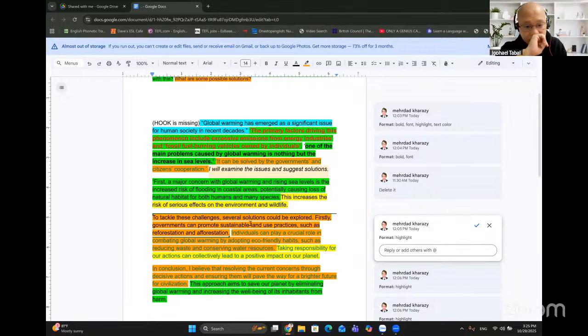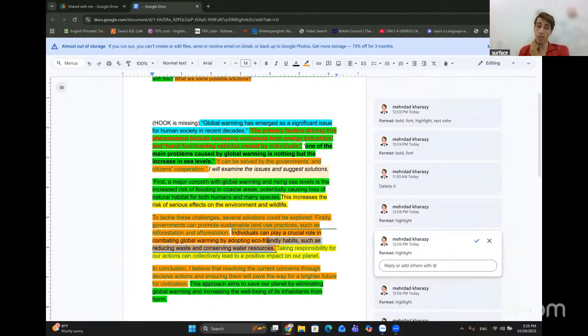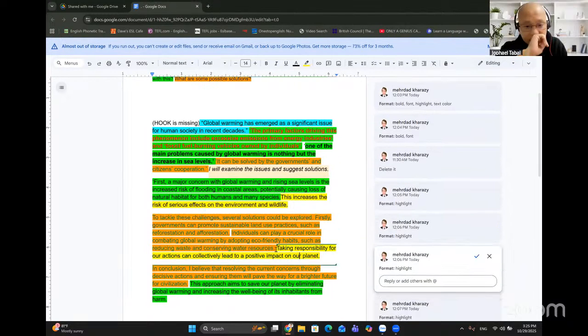She has mentioned both of them together, government and citizens. That is how I teach coherence and cohesion. But she hasn't used any examples in her writing, and that is her big point.